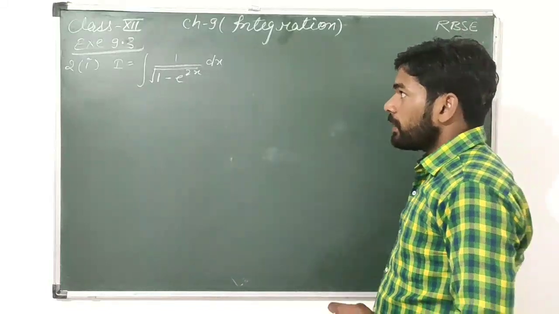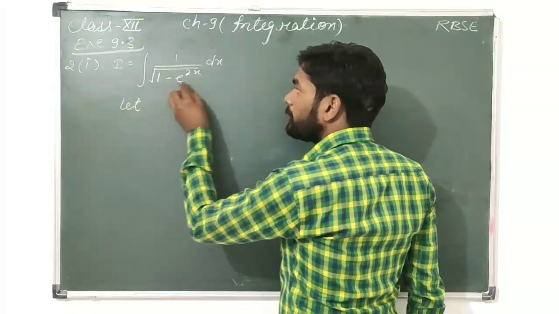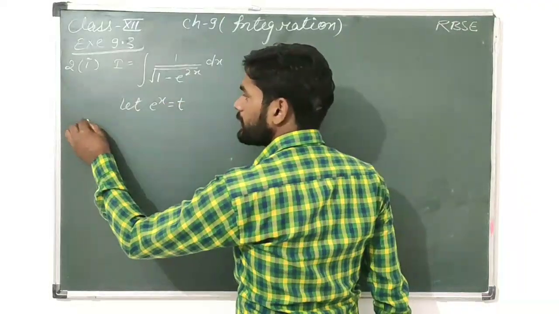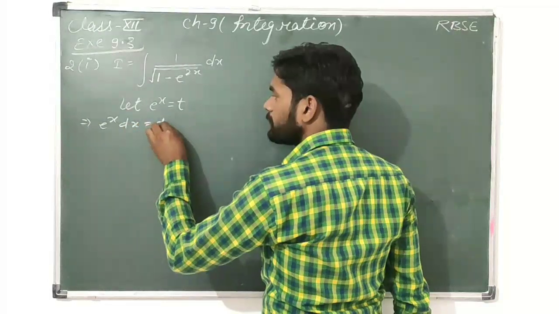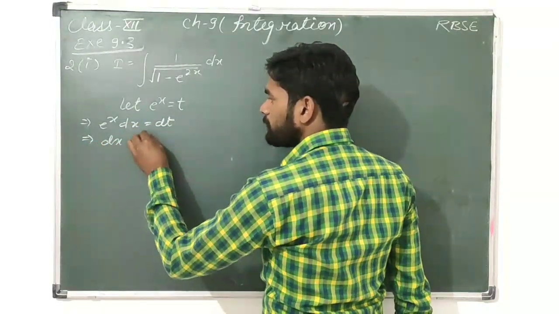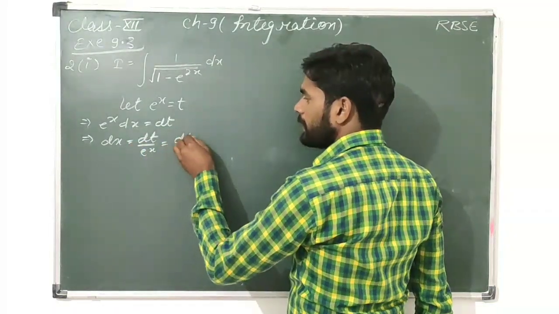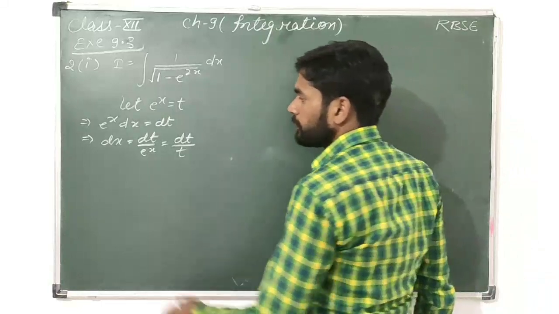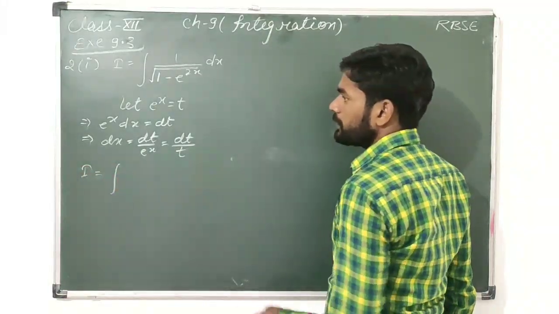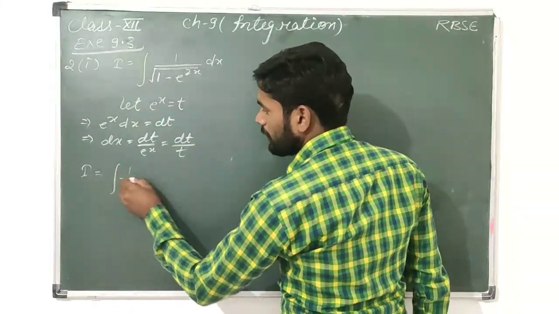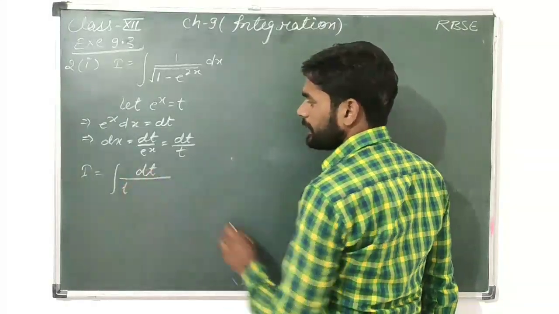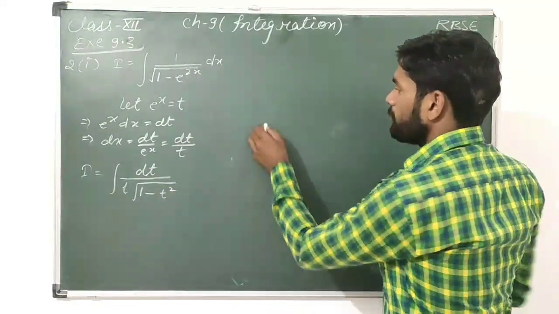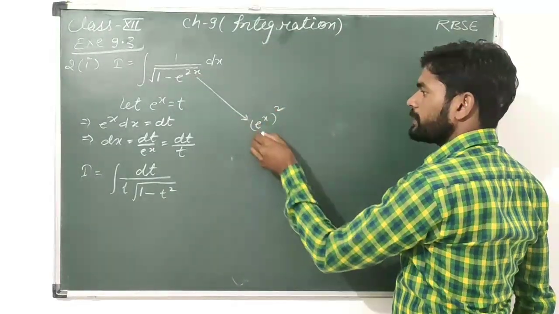So first of all, I am taking a substitution. Let e to the power x be equal to t. This implies that e to the power x dx is equal to dt. From here dx is equal to dt upon e to the power x, or dt upon t. Applying all values here, what will you get? I is equal to the integral of dt upon t times 1 upon under root 1 minus t square, because e to the power x whole squared becomes t square.